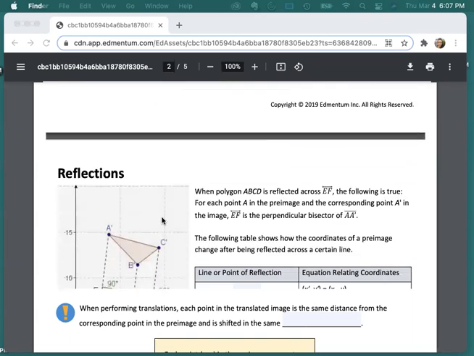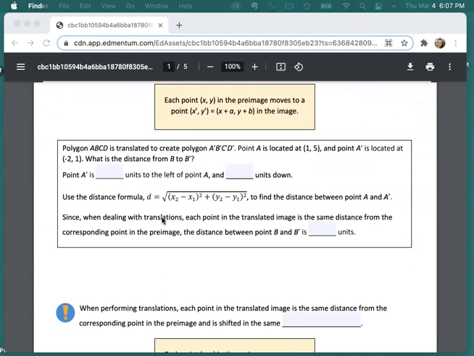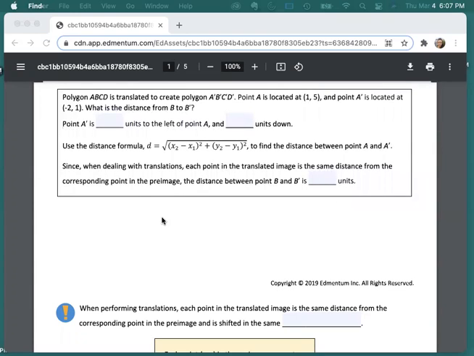So it doesn't actually give us an image for this first problem here, but I will try to draw it for you. So we have polygon ABCD is translated to create polygon A prime, B prime, C prime, D prime. Point A is located at 1, 5, and A prime is located at -2, 1. And they want to know what the distance is from B to B prime.